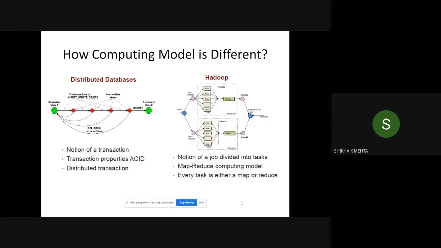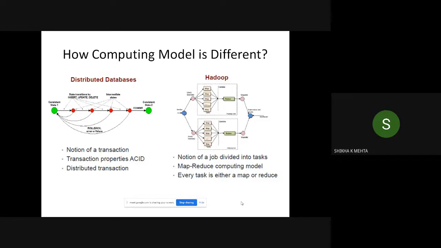Now the computing model. When we talk about the computing model in the distributed databases, everything is performed in the form of transactions. You perform any of the operations like insert, delete, update. All this processing is being done, so everything is considered as a transaction. And in these transactions, what kind of properties are being followed? They are the ACID properties.